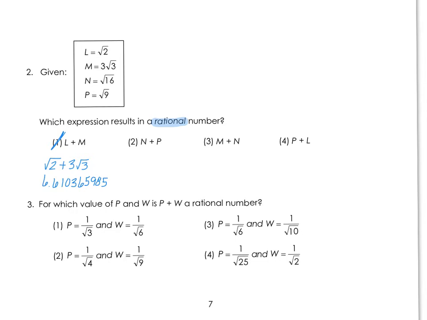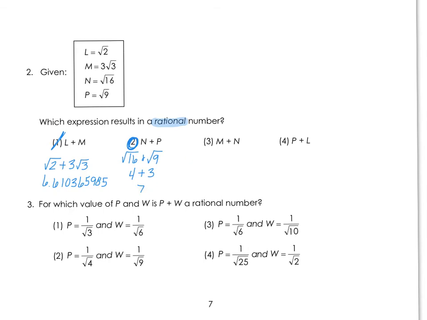N plus P. Now we're going to try N, which is radical 16, and add P, which is radical 9. Even without going to my calculator, I know the square root of 16 is 4, and the square root of 9 is 3, so this is going to be 7, and that can be written as a fraction because I can put that over 1. Even if you didn't know that, you could have put it in your calculator to be sure, but it does give us a rational number here.